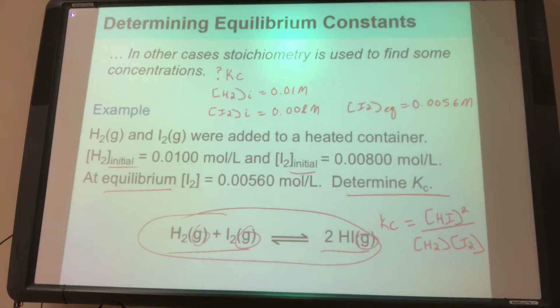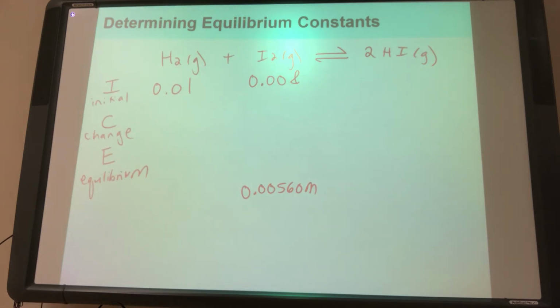And then there's the Kc, which we'll deal with later, because I can't do anything with it until I know the equilibrium numbers. Now let's think about this. I've got the initial of H2 and the initial of I2. What would be the initial of HI? Before I even start my reaction, before I do anything, how much product would I have?